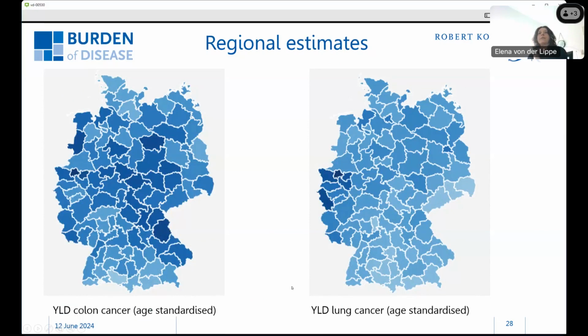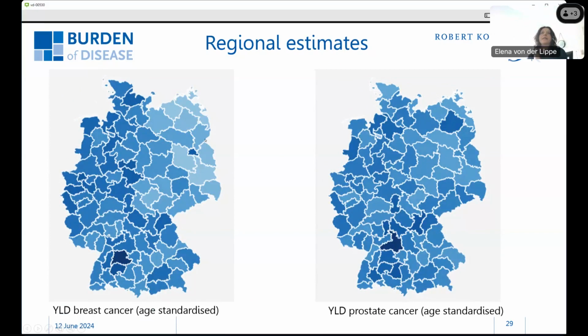So for some of the cancers, we don't have any pattern to see, but for the lung cancer, for instance, in the more industrial areas, we see higher YLDs, or we have in the breast cancer kind of an east-west pattern.